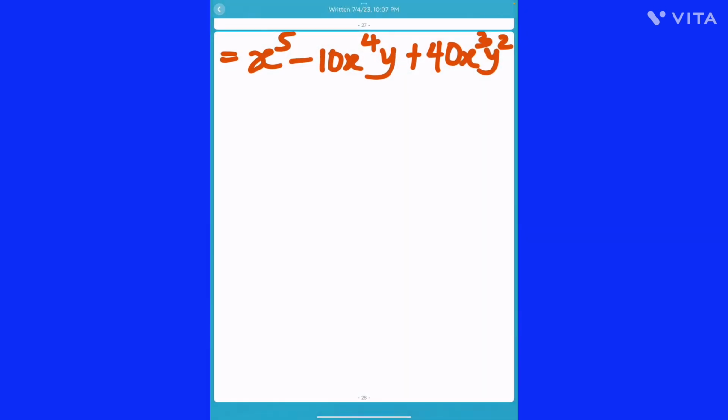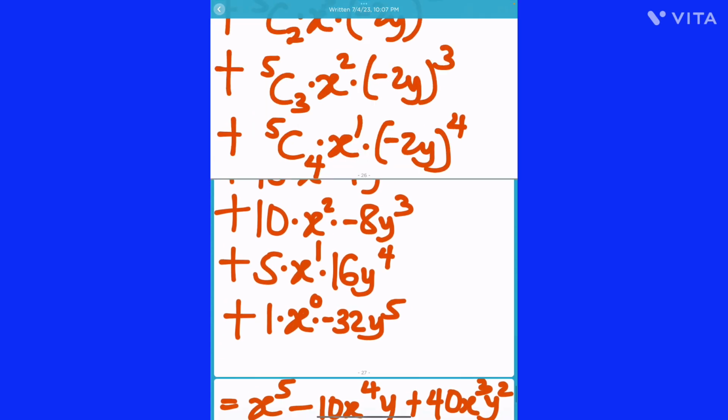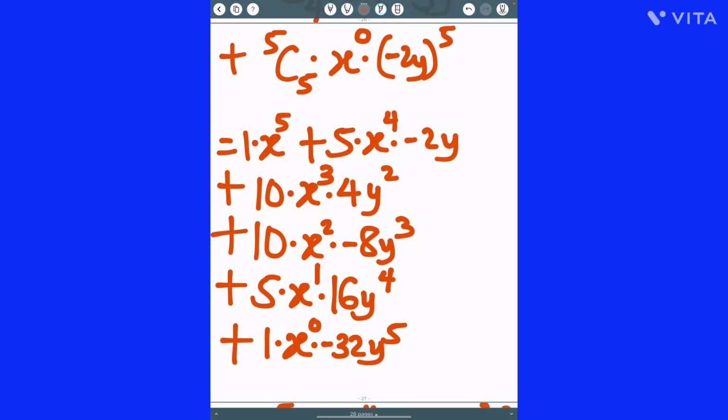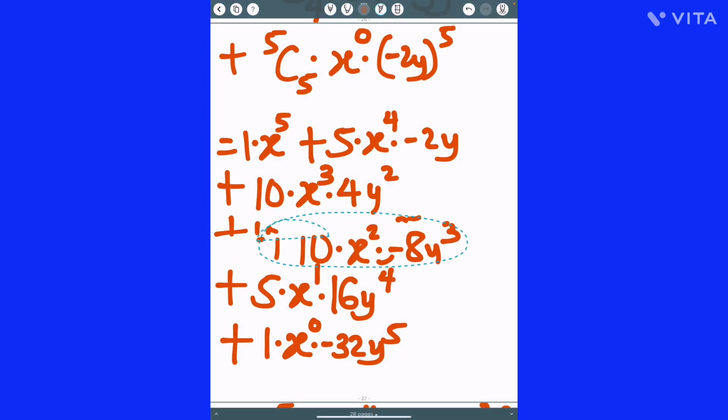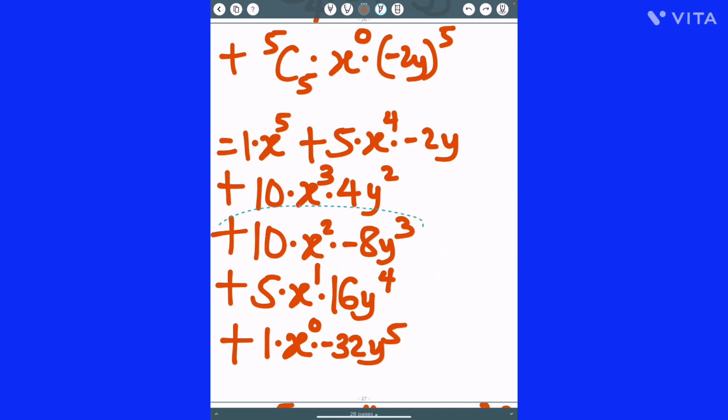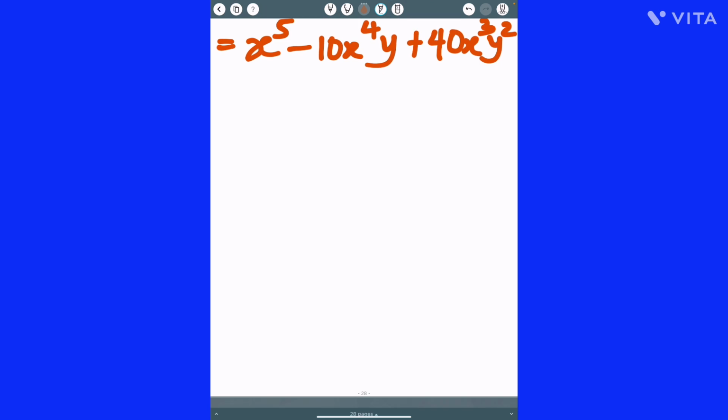We now go to the fourth term. So I've done the first, second, and third terms. All of this is my fourth term. But I have two constants in it, plus 10 and minus 8. I'll multiply: plus 10 times minus 8 is minus 80. So my fourth term will be minus 80x squared y cubed. Let's put that down: minus 80x squared y cubed.